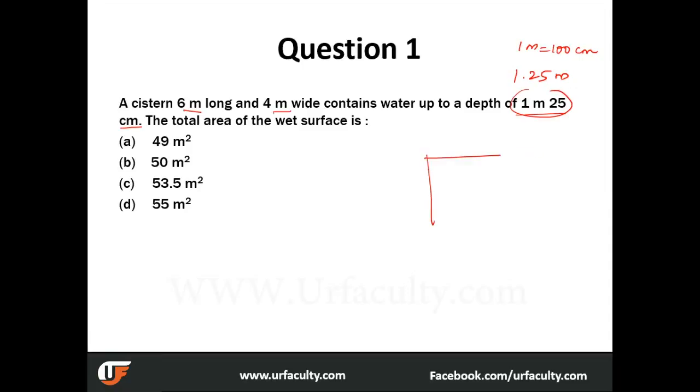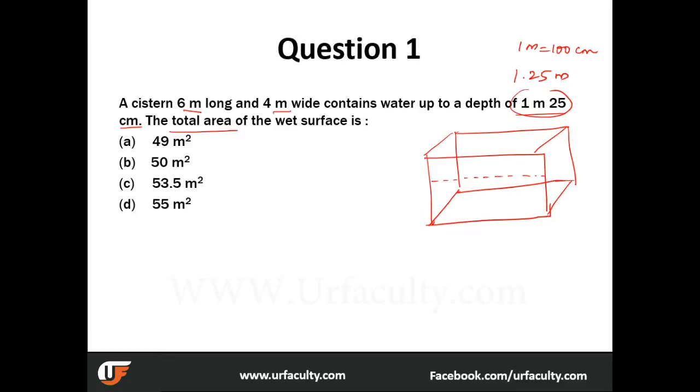So let's just assume this is the cistern. I'll draw the three-dimensional figure here. And water is up to a certain level, right? So what are they saying? They are asking for total wet area. If you imagine a cistern or a cuboid, or assume you're seeing a box, and if you're pouring water in it, which are the regions it is touching? It will touch the bottom, it will touch all the four sides and the bottom, right?